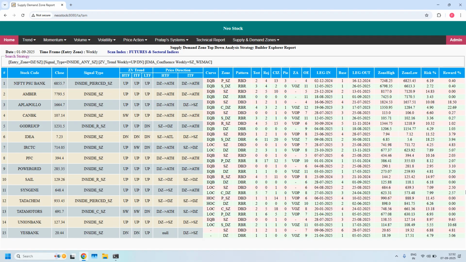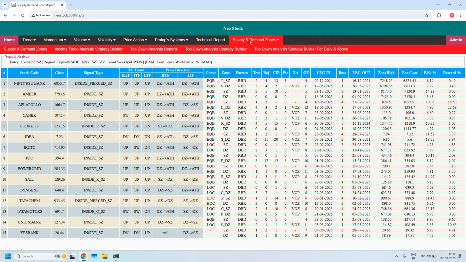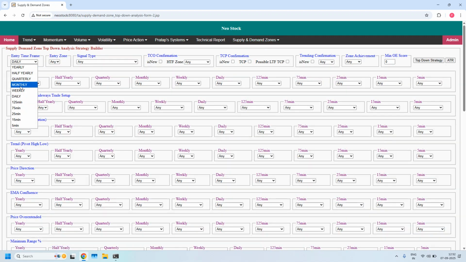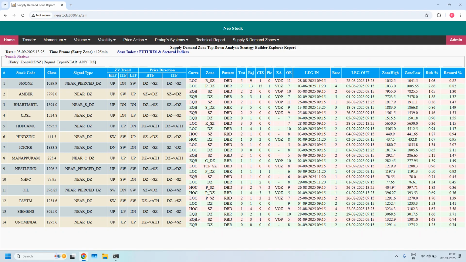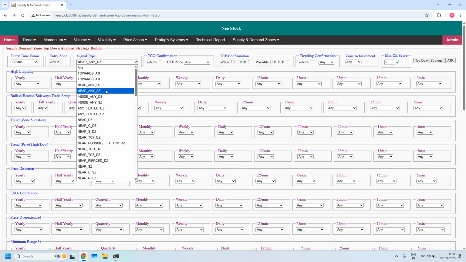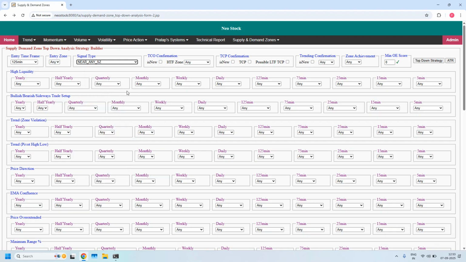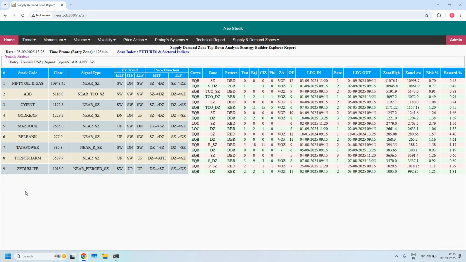Okay, next time frame daily already generated in the beginning of the report. So the next time frame is 125 minutes. Stocks near to the 125 minutes demand zone, we got 14 stocks. Next, price closed near to the 125 minute supply zone, we got 9 stocks.